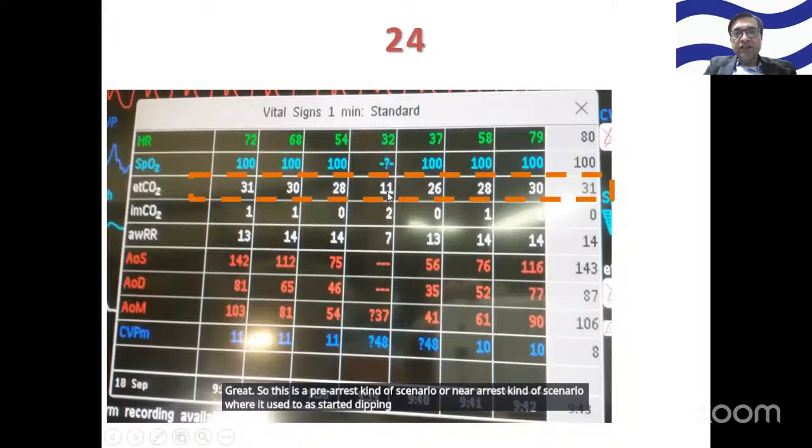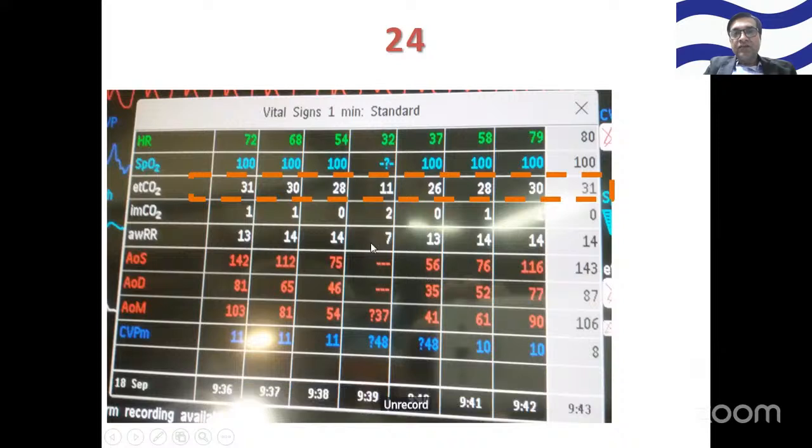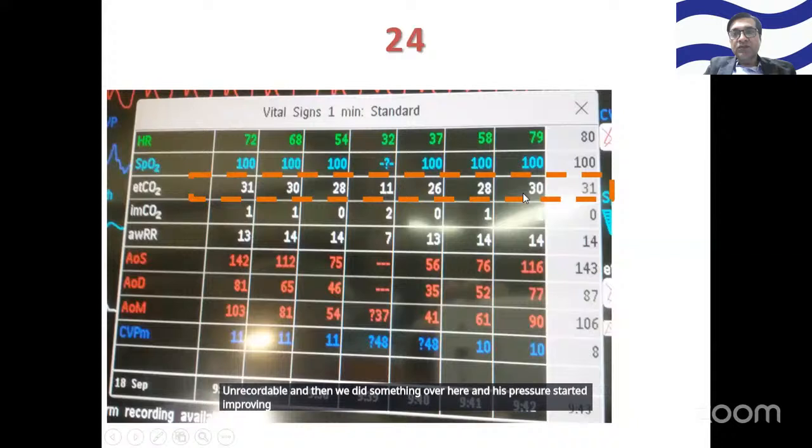31, 30, 28, 11. You see the pressure reading 142 by 11 to 112 by 65, 75 or 46, unrecordable. And then we did something over here, and his pressure started improving, and your ETCO2 started coming up. So this is a near arrest kind of scenario where some intervention happened between 9:39 and 9:40, and that's why there was a sudden rise in ETCO2.